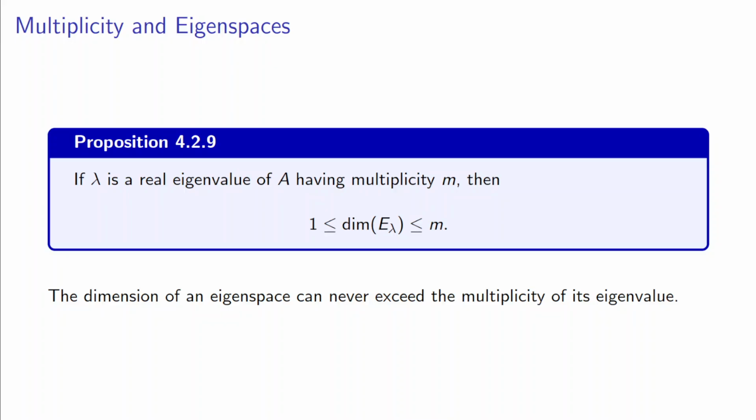Which hopefully makes sense, but at most the multiplicity of that eigenvalue. And if we go back to our examples, we would see that the dimension of the eigenspace was potentially just 1 for those repeated eigenvalues, but for some of them it was 2. So at most 2. It could not be bigger than that. But it could be at most the multiplicity. So the dimension of an eigenspace can never exceed the multiplicity of its eigenvalue.